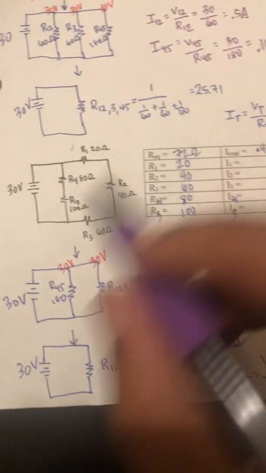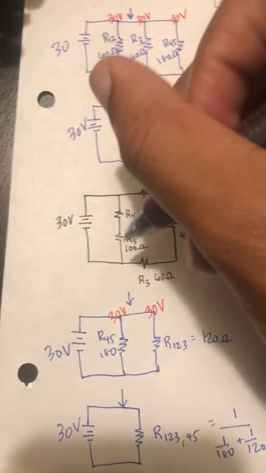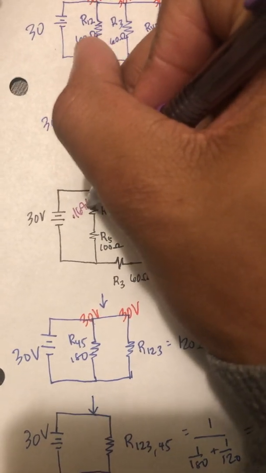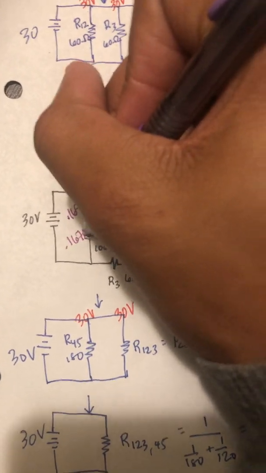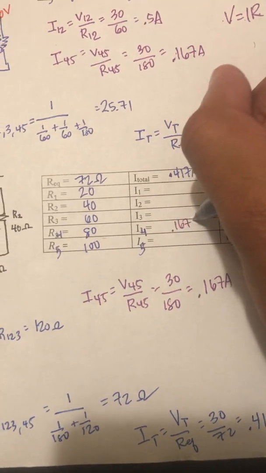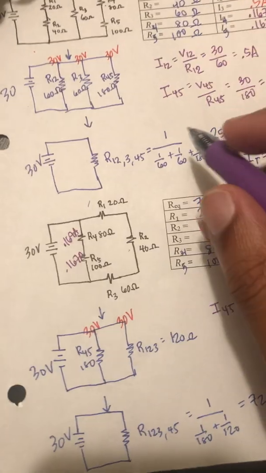0.167 amps. And then I combined 1, 2, and 3. Oh, sorry. If that's 0.167 amps, that means this is 0.167 and this is 0.167. Let me add that in my chart now.